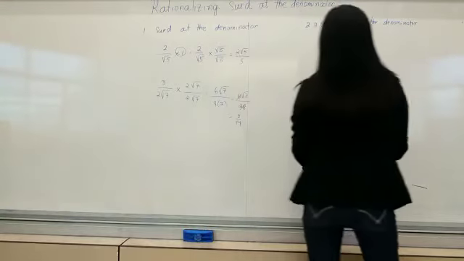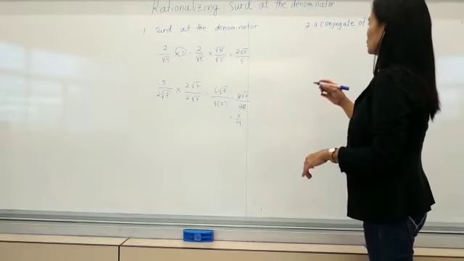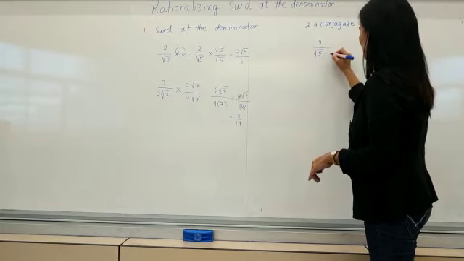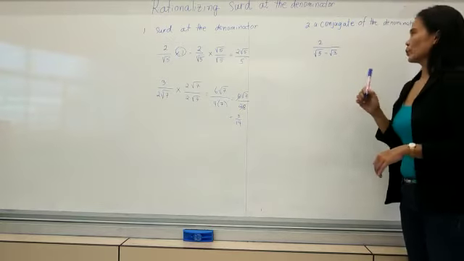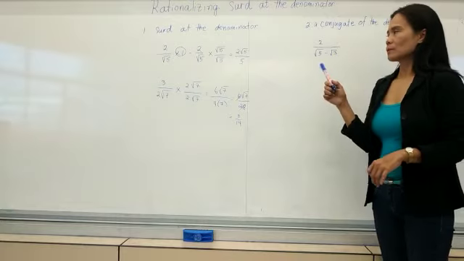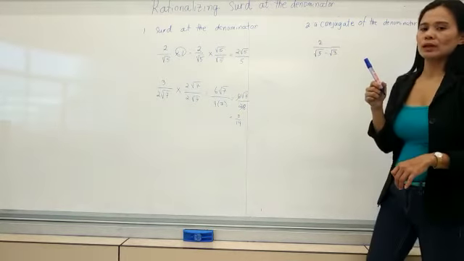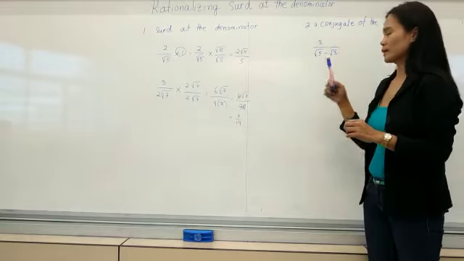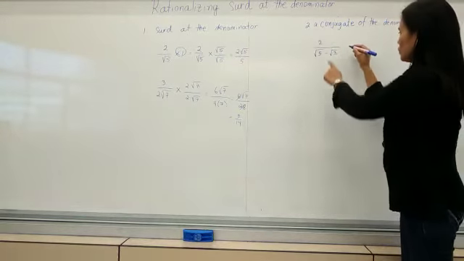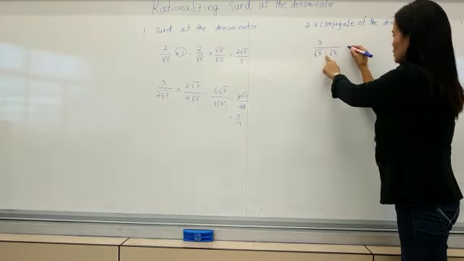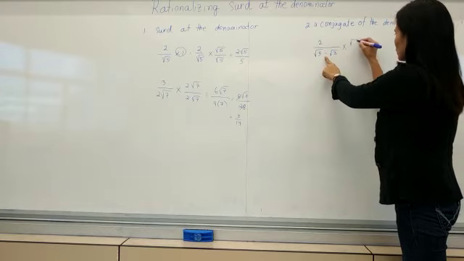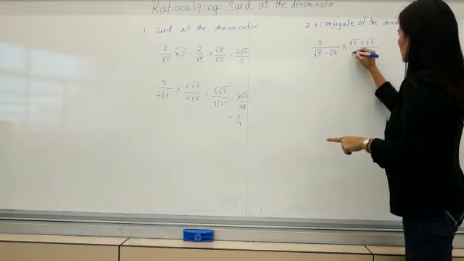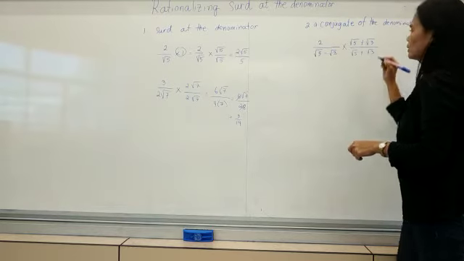Let's see. When we have a surd at the denominator, say 2 over square root of 5 minus square root of 3, we are going to rationalize this by the conjugate of the denominator. The conjugate of a denominator is the same expression with one of the signs changed. If this is negative, we change it to positive. So we multiply by square root of 5 plus square root of 3 divided by square root of 5 plus square root of 3.